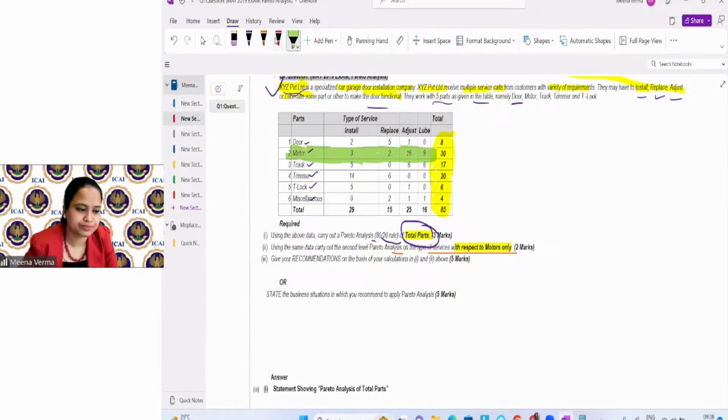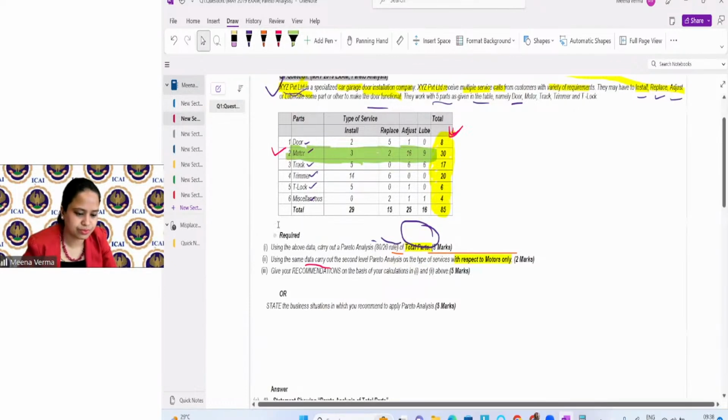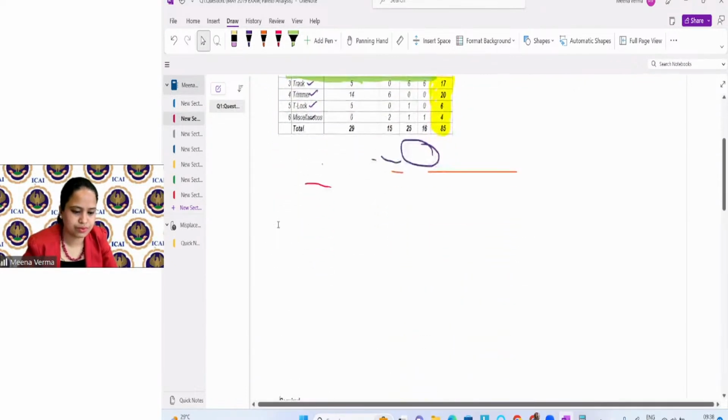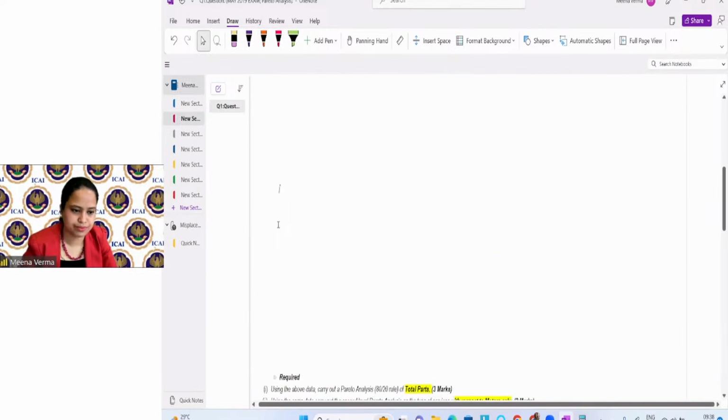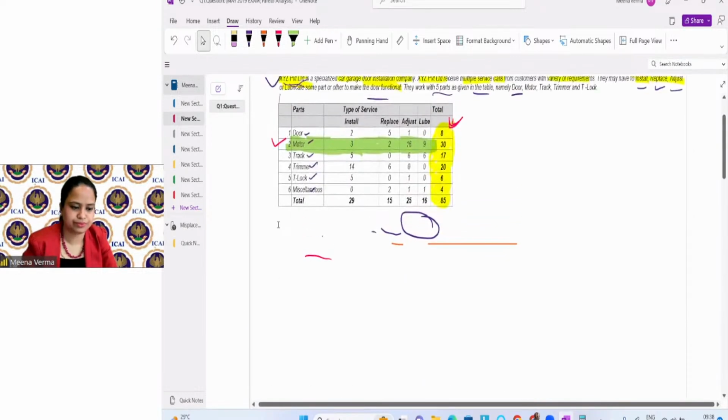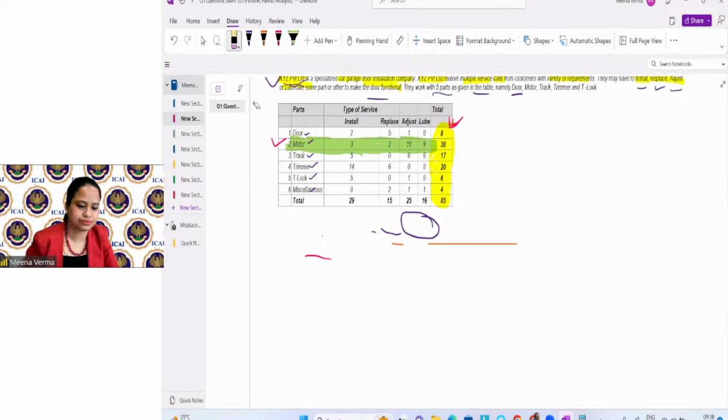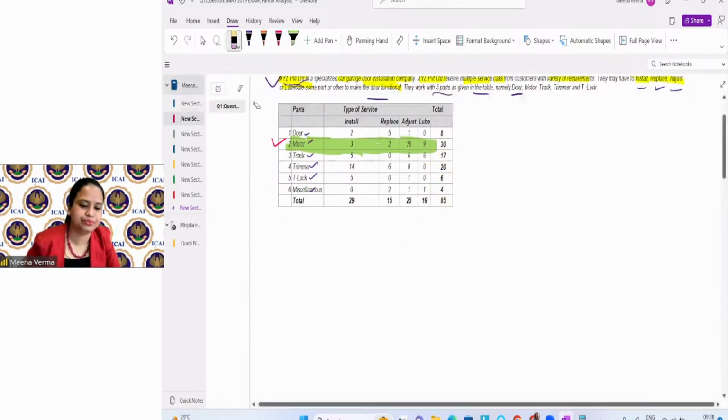All right. So accordingly, we have to do the Pareto analysis on the total, and then we have to do the Pareto analysis on motor. Then we have to give the recommendations. Let's do this question.